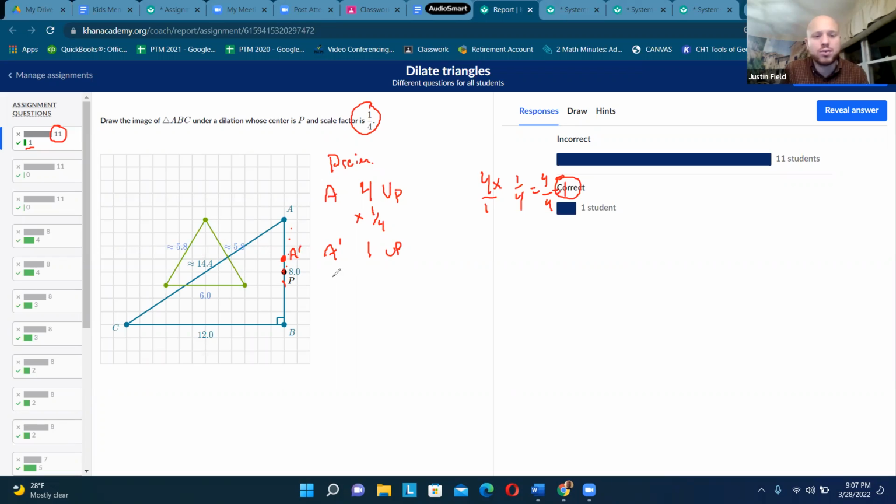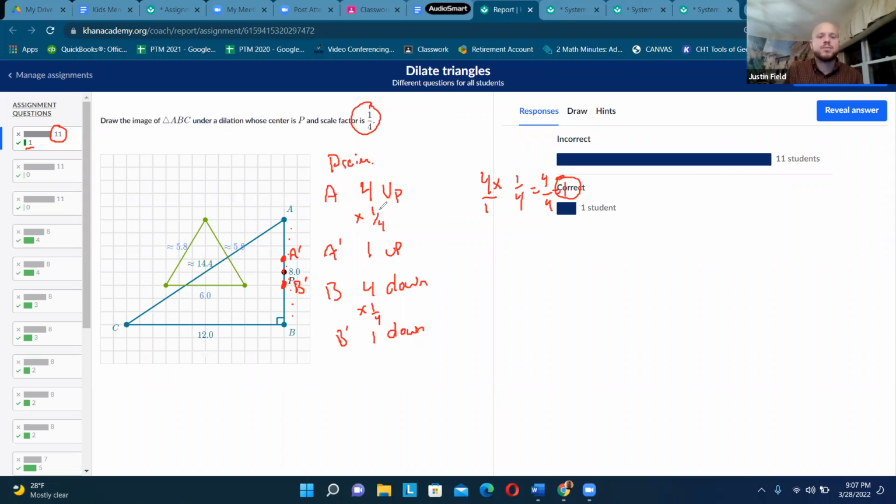I don't even have to do B. You know, we can see that B is 4 down. Everyone see that? 1, 2, 3, 4. So if I multiply that by 1/4, of course, I know that's 1 down. And so B prime, that's where that's going to be. 1 down.